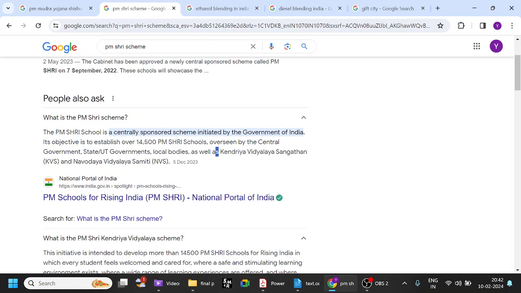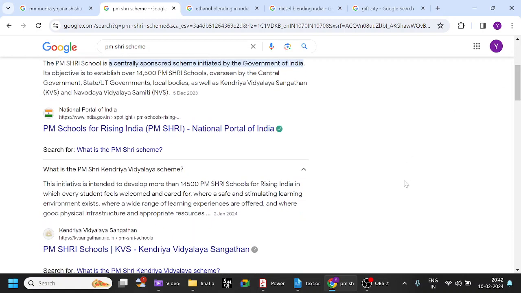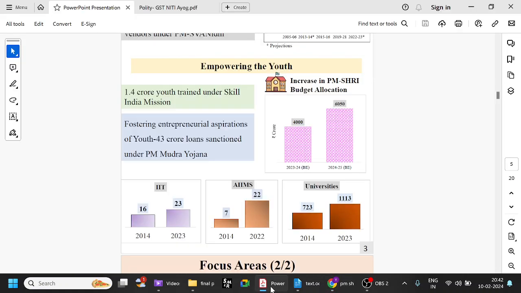So for PM Shri, there is a target of 14,500 PM Shri schools, similar to the Kendriya Vidyalayas and the Navodaya Vidyalayas. Basically, they are trying to provide a schooling system so that every student can join and get quality education. Remember that 14,500 schools is the target, and there is an increase in the budget, from 4,000 crores to 6,000 crores. Roughly 6,050, so you can remember that.